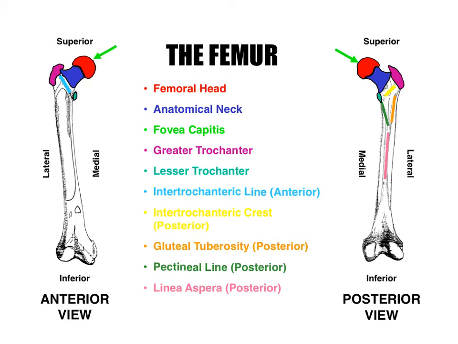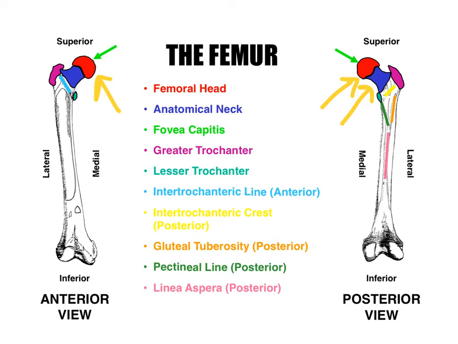Okay, so we're going to look at anterior and posterior of the proximal femur, and I'll just go down in order that they're listed here on the slide. So the first is the femoral head. Pretty straightforward. Your femoral head, you can see both anterior and posterior. It goes into your acetabulum to form the hip joint. Below the femoral head is your anatomical or femoral neck. So that's in dark blue here.